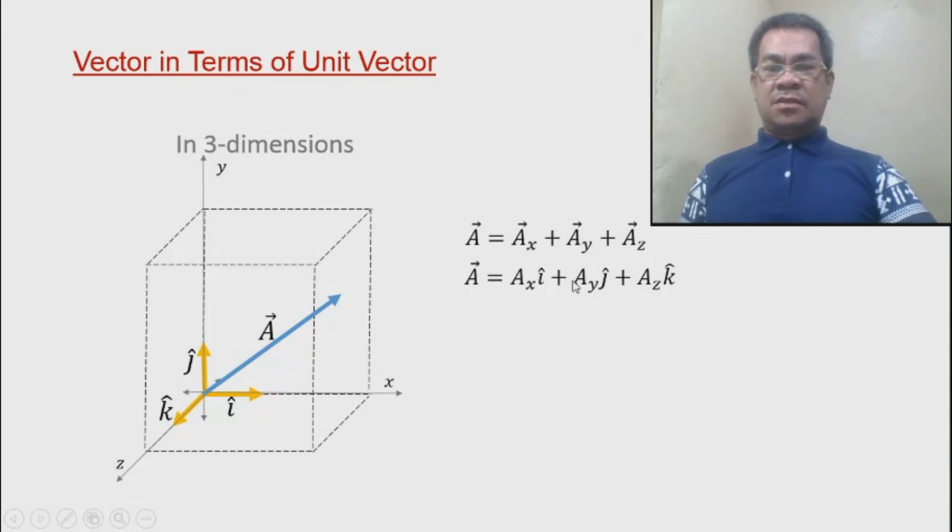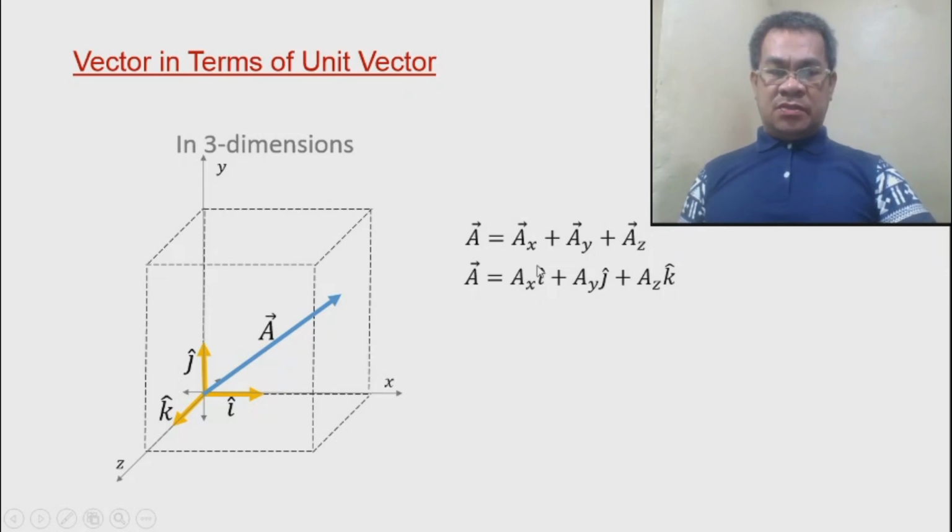Okay? So similarly in the y-axis, we have Ay, j hat, and in the z-axis, Az, k hat. So this is j hat, Ay j hat. Therefore, this is an expression that describes vector A in terms of unit vectors.